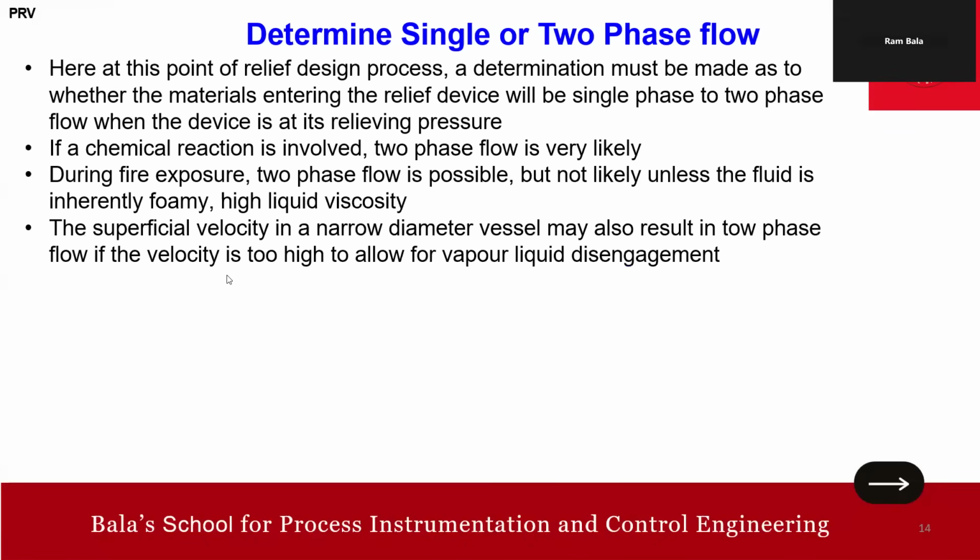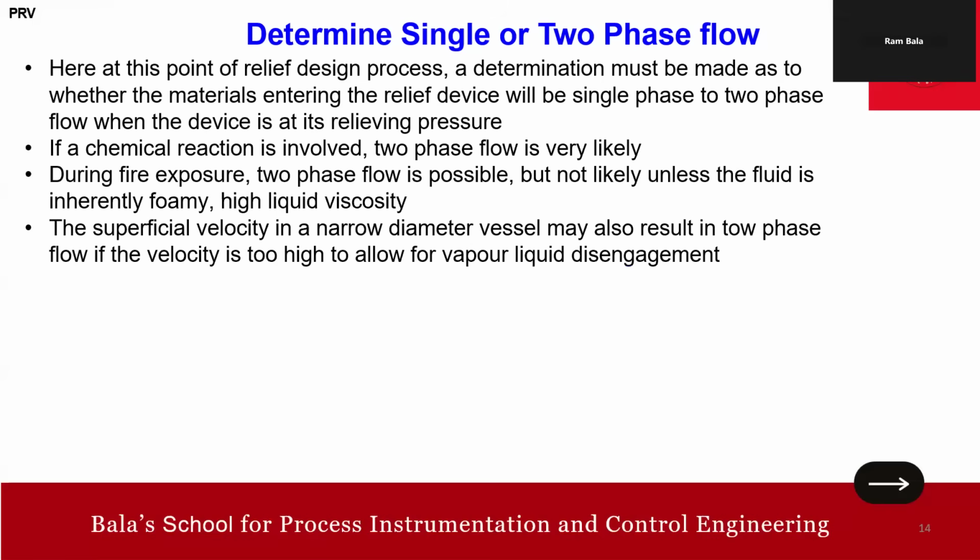Then another one is that the superficial velocity in a narrow diameter vessel may also result in two-phase flow. Sorry, again a typo error. Two-phase flow if velocity is too high to allow for liquid disengagement. But again, friends, this two-phase flow is very complex and needs a lot of study and expertise. Let's just take note. So that's about determining single or two-phase flow.